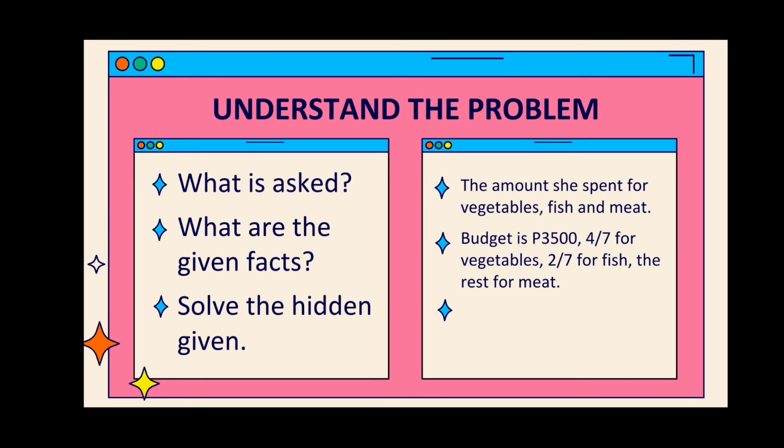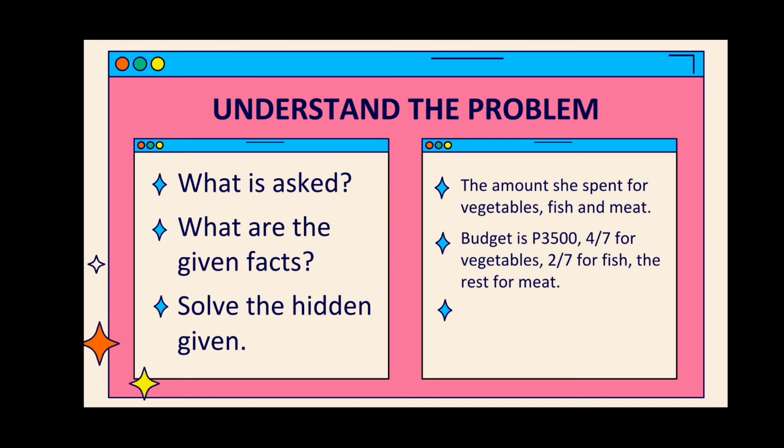Next is solve the hidden given. Meron kasi tayong hidden question dito, which is ano yung fractional part ng meat? Kasi hindi siya given. Ang clue lang dito, yung rest or yung natitira ay for meat. Given kasi 4/7 for vegetables, 2/7 for fish. So, ilan yung fractional part for meat? Kailangan natin kasi siyang isolve para malaman natin kung magkano yung nagastos ni Aling Rena para sa meat.